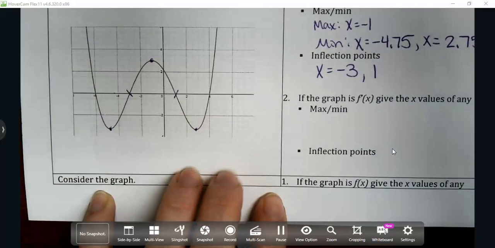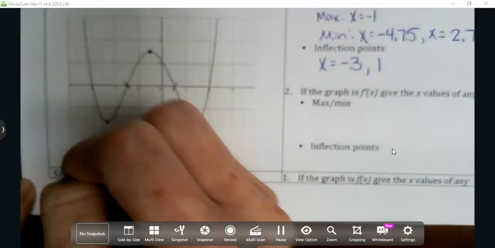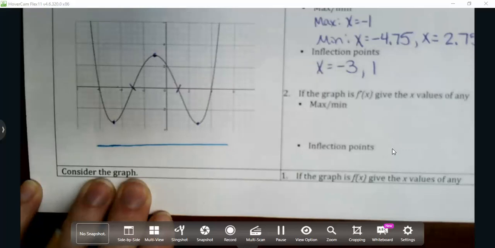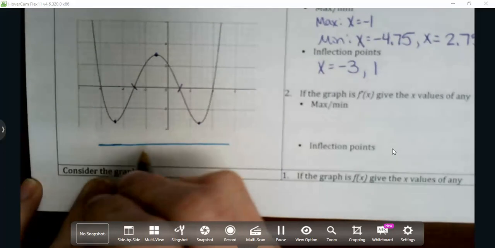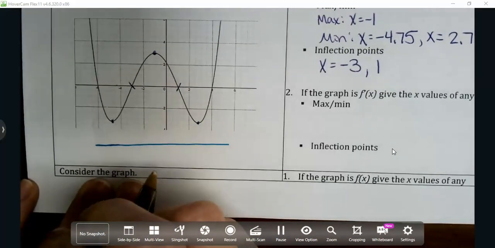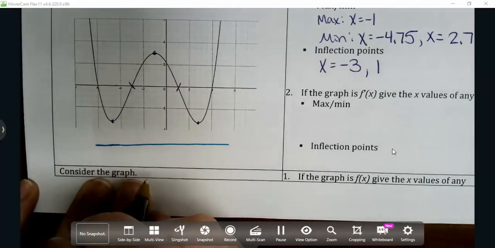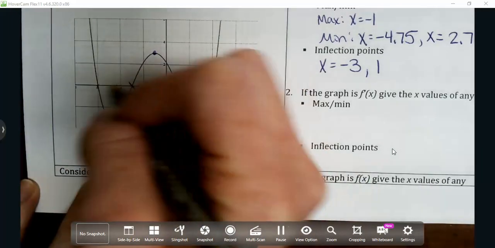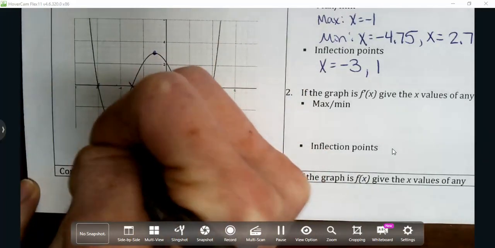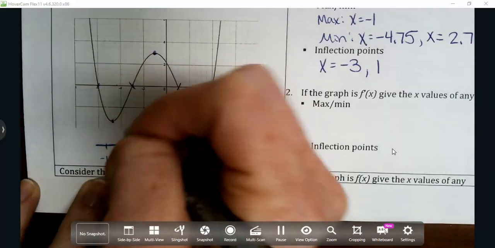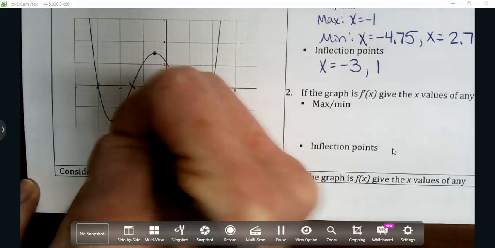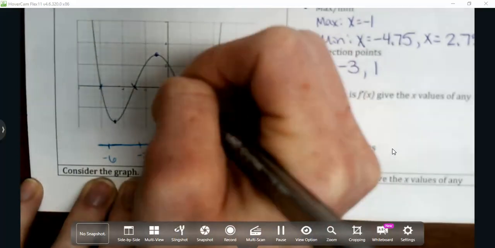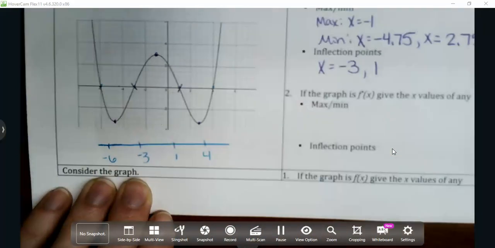So think about it. We find maximums and minimums from our sign line, right? You do the first derivative, you find your critical points, and we put those on the sign line. What are critical points? When the derivative is 0. So if this is the derivative, it's 0 at -6, -3, 1, and 4. So those had to be the critical points.